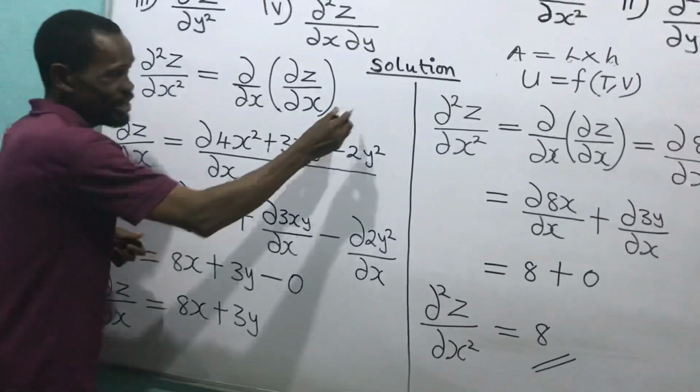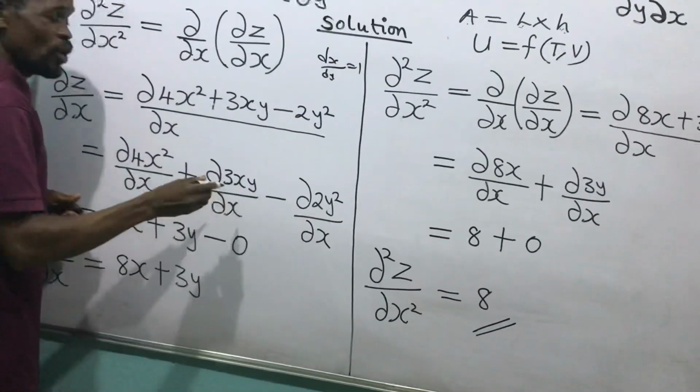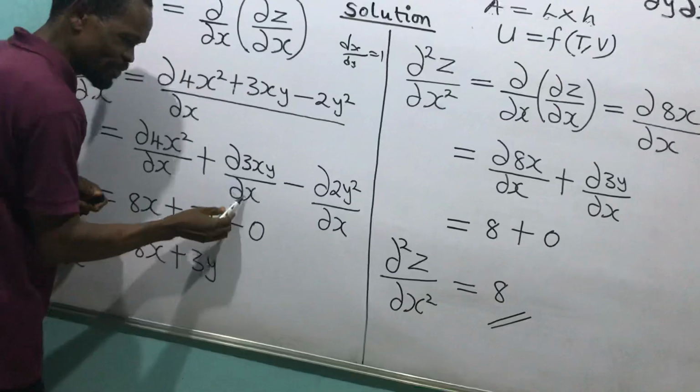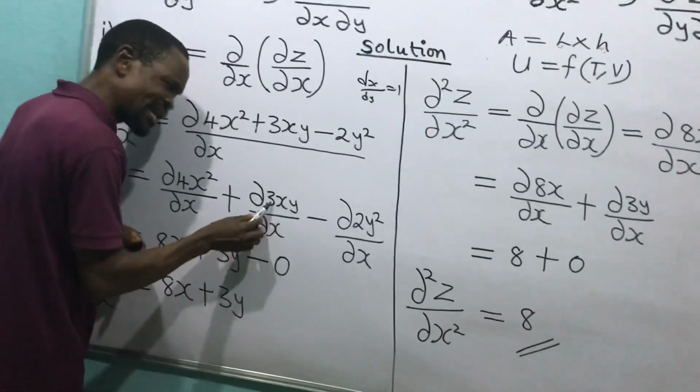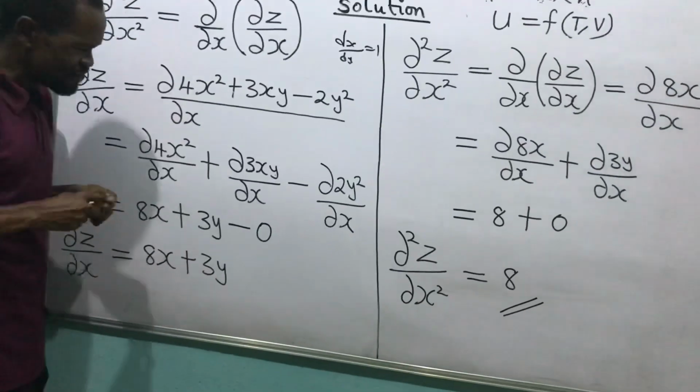So now differentiating this x, I will have 1. When I differentiate this x with respect to x, I'll have 1. 1 times 3 is 3, and 3 times y will give me 3y. And that's what we have here.